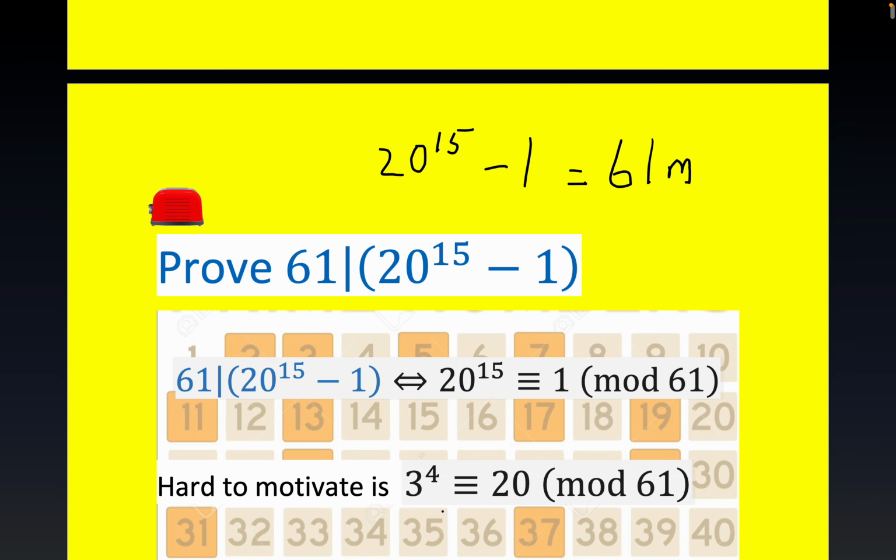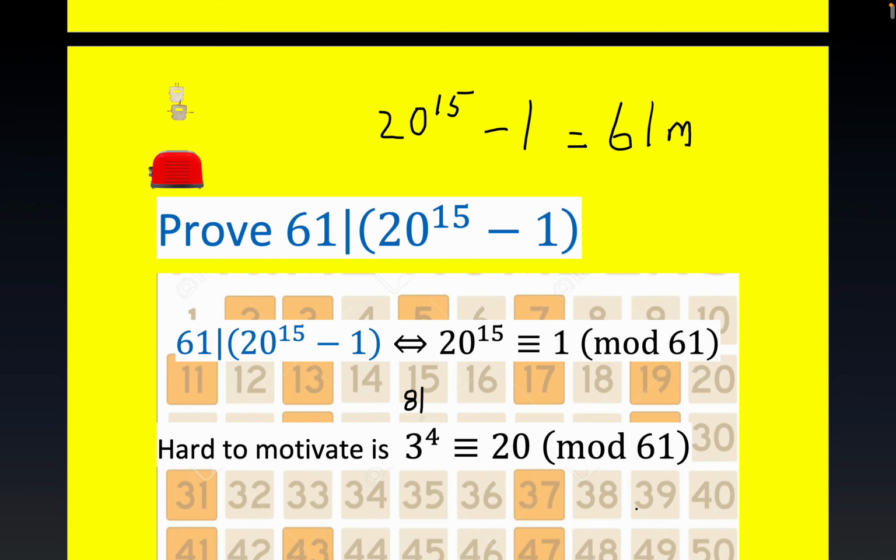Now, this very first step is a little hard to motivate. Some of you may understand why we did this, but at least we have mod 61 going on here. Notice that 3 to the 4th is 81. And so trivially, 3 to the 4th is a multiple of 61. It's 61 itself, okay?